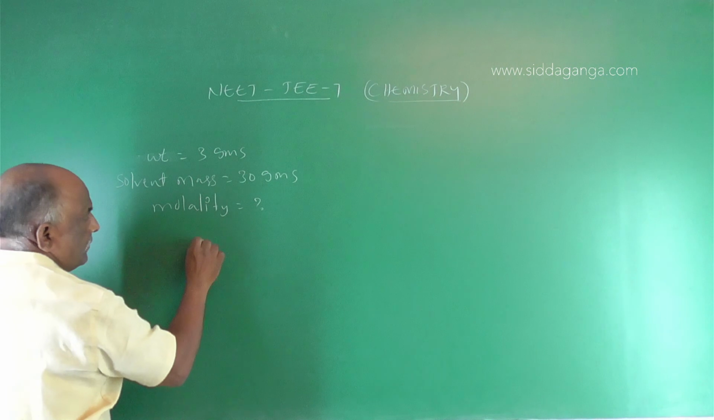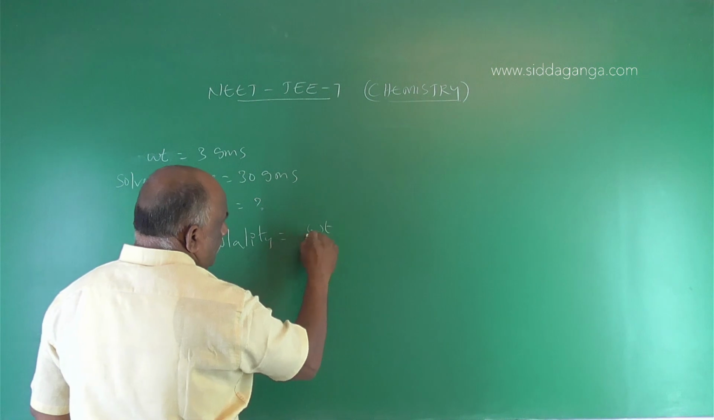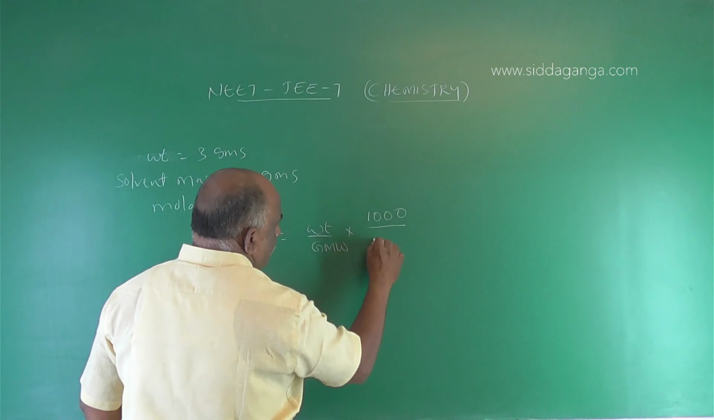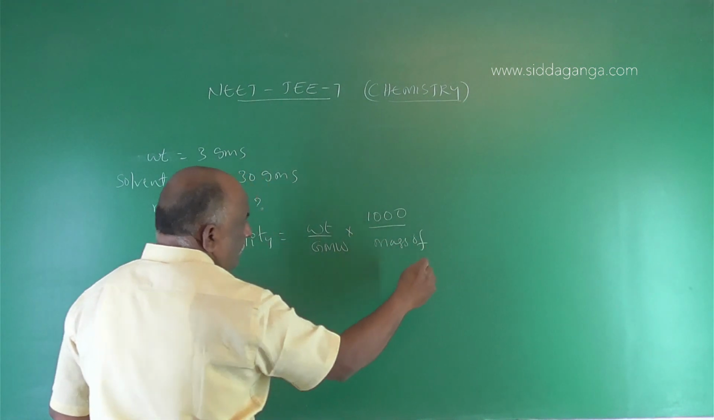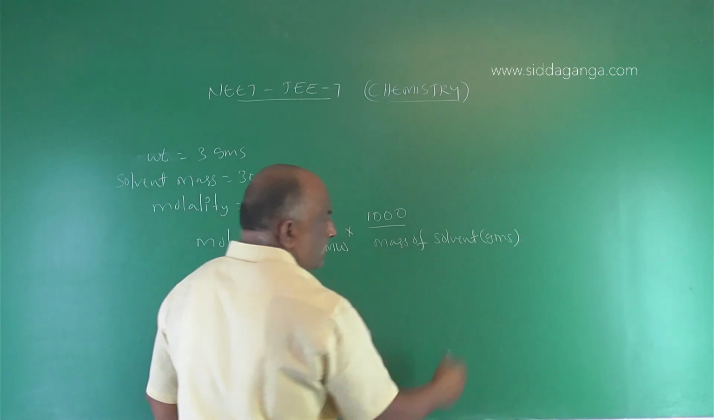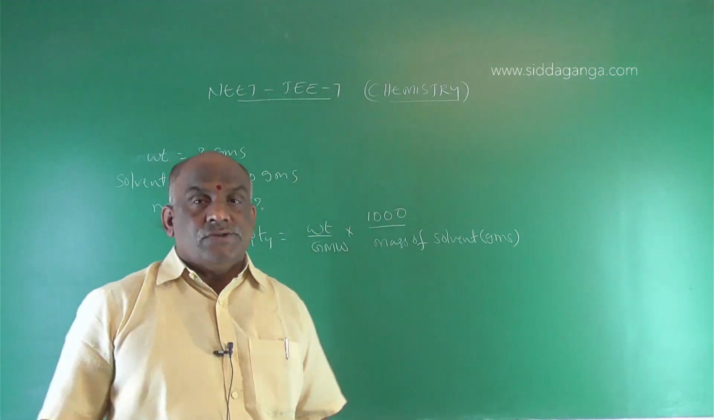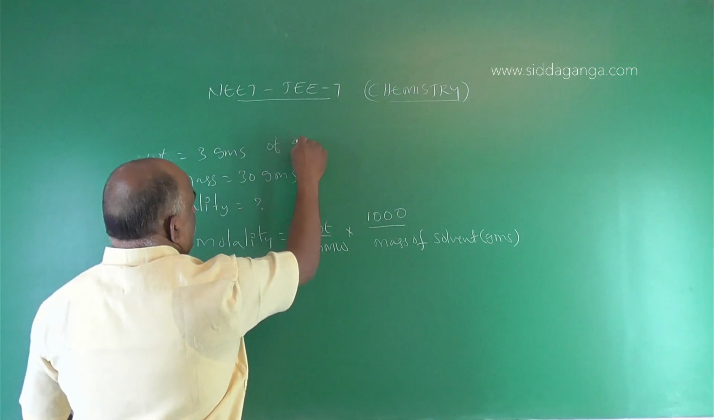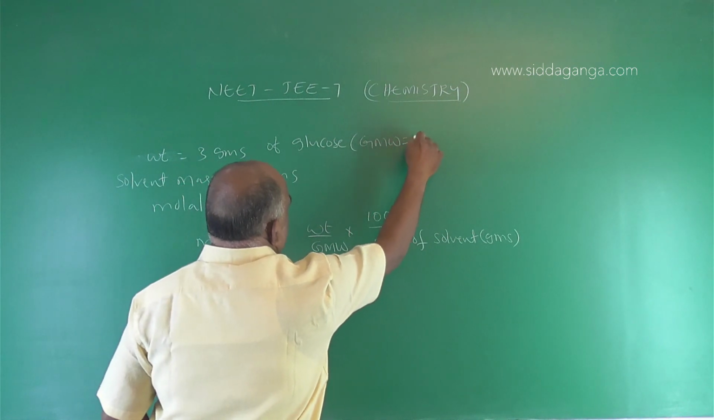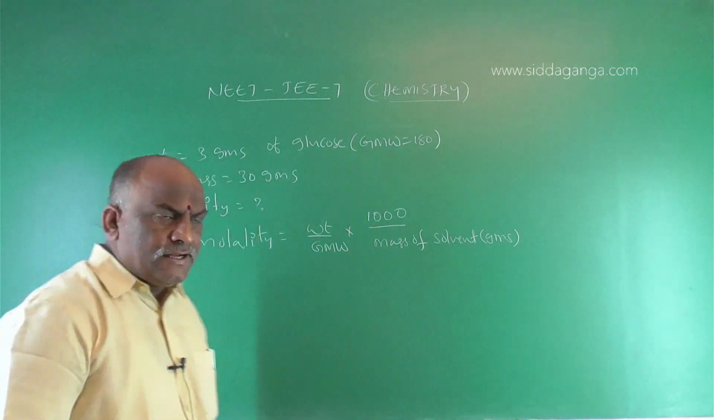molality. So the formula we know is: molality equals weight by gram molecular weight into 1000 by mass of solvent in grams. So here 3 grams of glucose. We know that the gram molecular weight of glucose is equal to 180. Substitute the values in the equation, we will get the right answer.